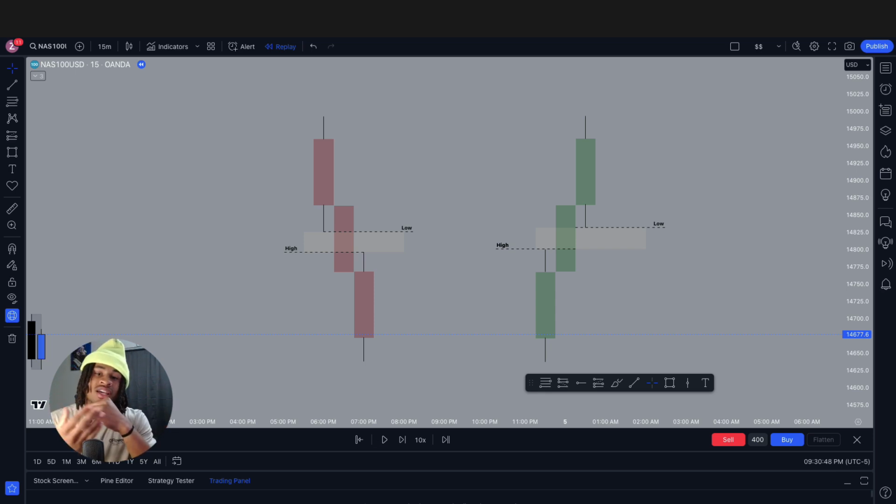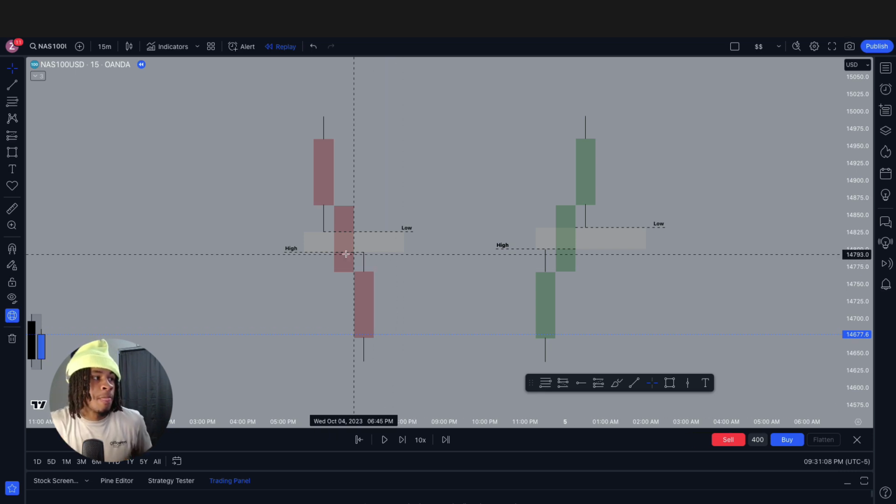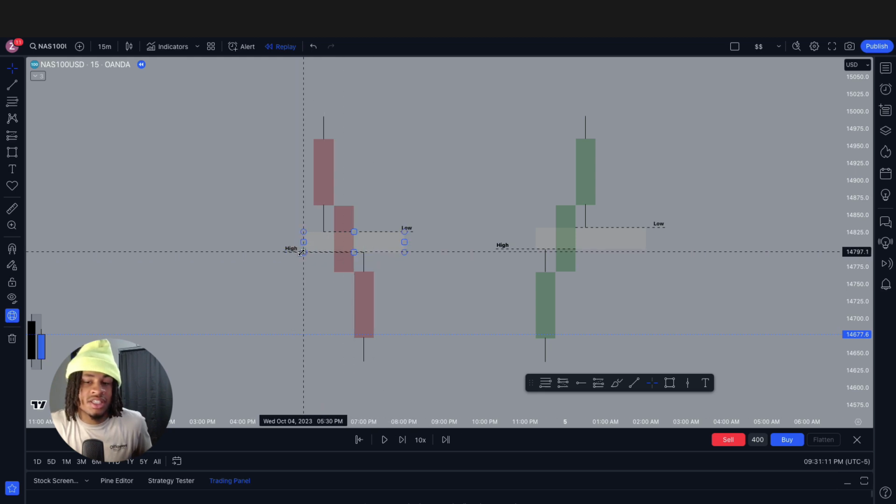For example, on this left hand side, you see that more sellers were able to get into the market than buyers at a certain time. On the right side, you see more buyers. We have more buying volume than selling volume in the market, creating an inefficient market, which is why price must rebalance these things.